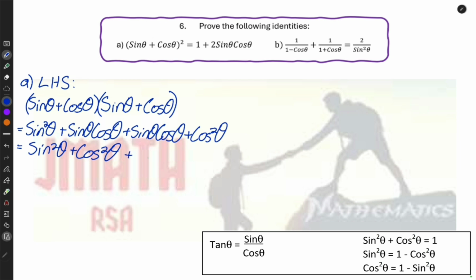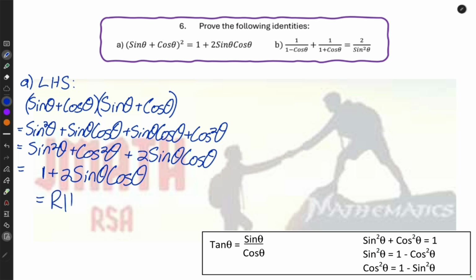And then the other two are also like terms. So that's 2 sine theta cos theta. Sine squared plus cos squared, if the angle is the same, would equal 1. So this is just 1 plus 2 sine theta cos theta, and that is equal to the right-hand side. Perfect, identity is done.